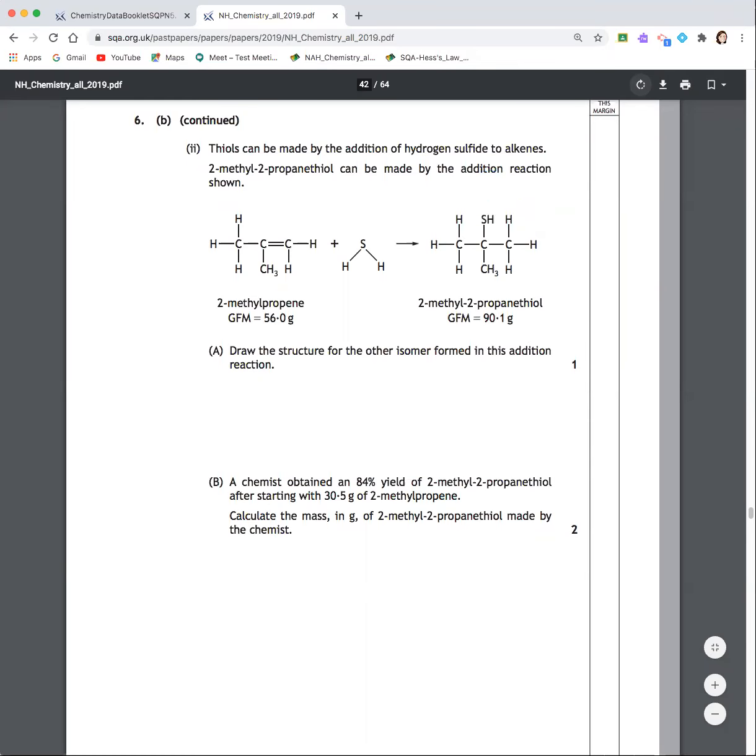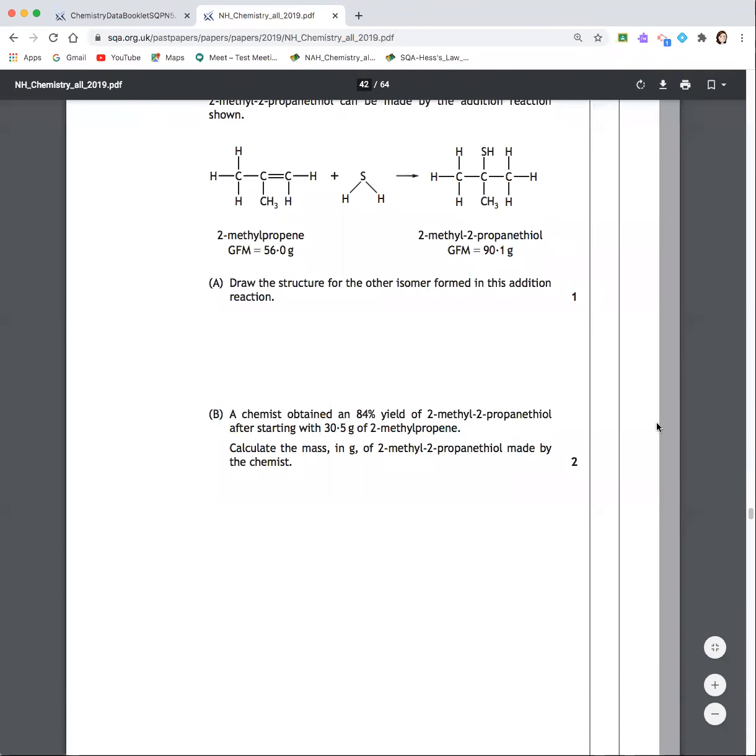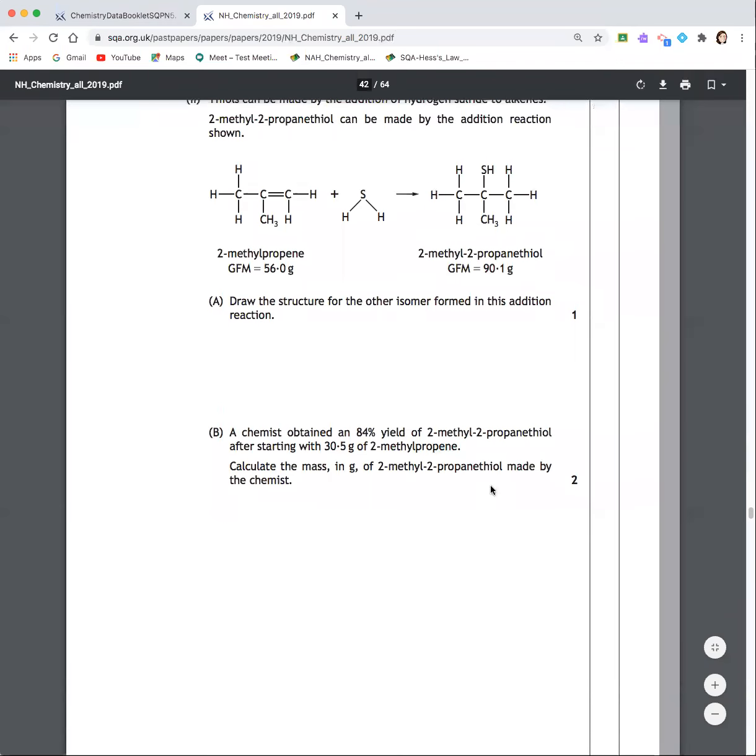Okay, then part B, calculate the mass in grams of the product. So the chemist obtained 84% yield. Calculate the mass made by the chemist. So this is a percentage yield question, so that always has to start off with calculating the theoretical yield. For working out theoretical yield, you use the balanced equation.